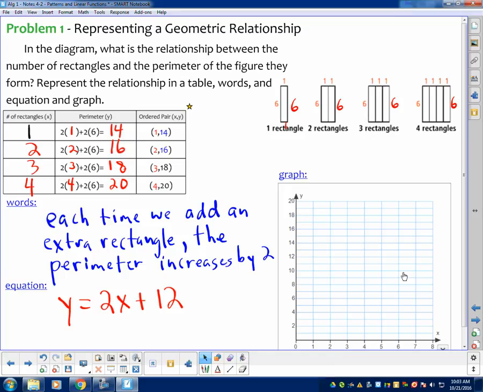So the first ordered pair is 1 over, 14 up. So this is kind of like what you did with the pumpkin last time we were here. You were plotting points. So there's 1 comma 14. 2 comma 16, so go over 2 and up to 16. And you should notice, if you're graphing it correctly, that it makes a linear pattern. 3 comma 18, and then 4 comma 20. So if I were to connect the dots, I would have a line.